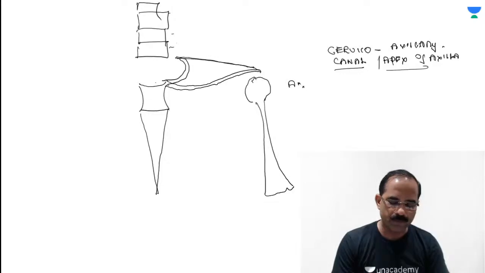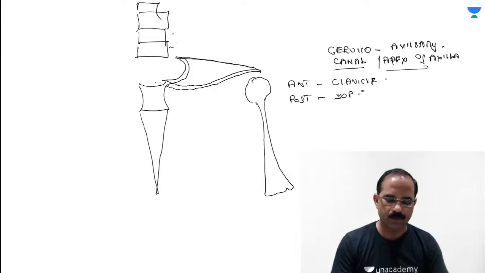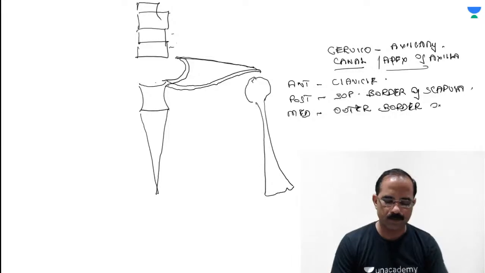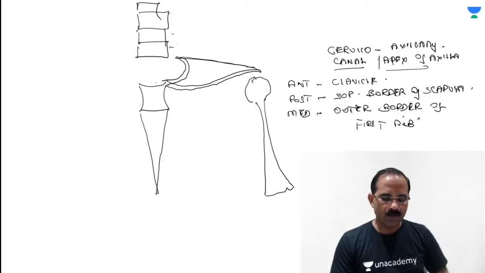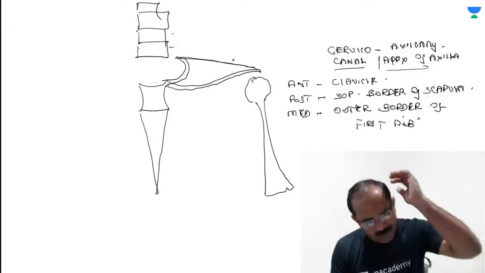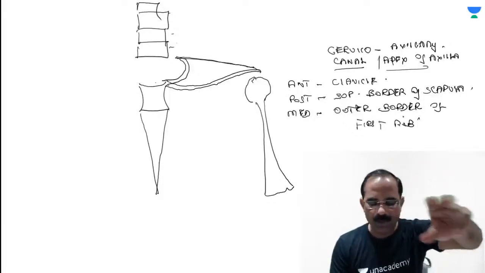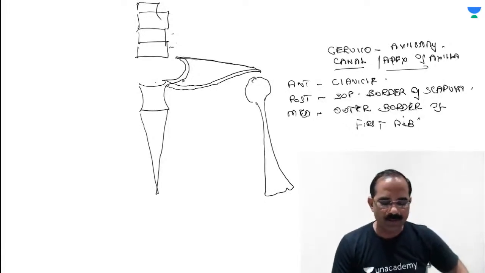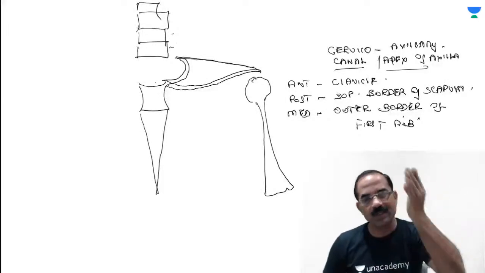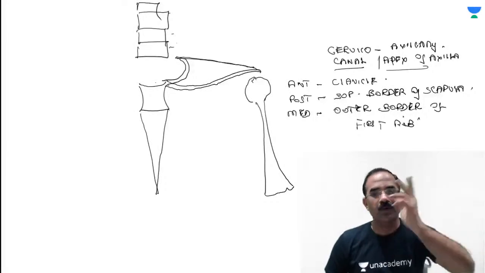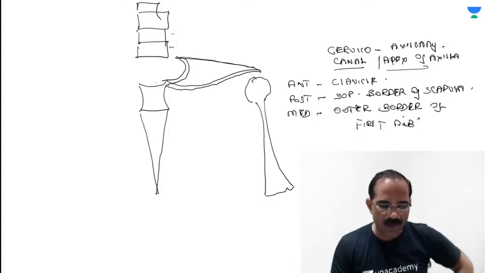What are the boundaries of this? Anteriorly, the clavicle. Posteriorly, the superior border of scapula. Medially, the outer border of the first rib. See, anteriorly, who is this? The clavicle. Posteriorly, what is this going to be? The scapula. But to be very specific, what is this border of the scapula? The superior border of scapula. And medially is the first rib. But the first rib has two borders, an inner border and an outer border. So which border of the first rib? The outer border of the first rib. So this becomes the apex of the axilla.